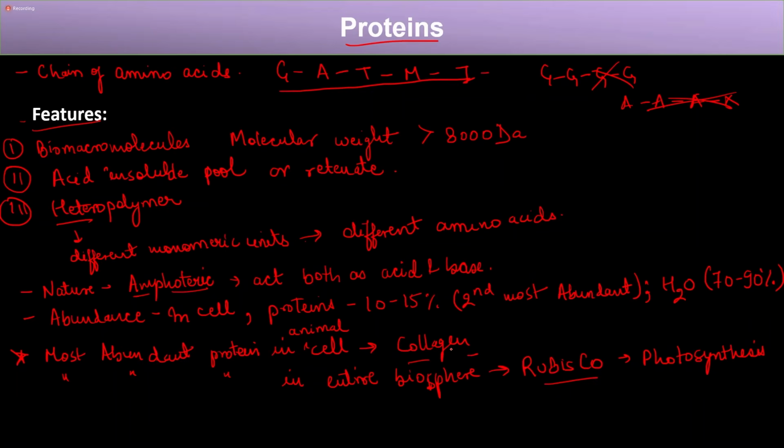Okay, so these are the basic features of the protein. Now let's talk about the difference between a protein and a polypeptide. What I said is that a protein is a chain of amino acids. If someone asks you what is a polypeptide, the answer will be the same. It is a chain of amino acids.